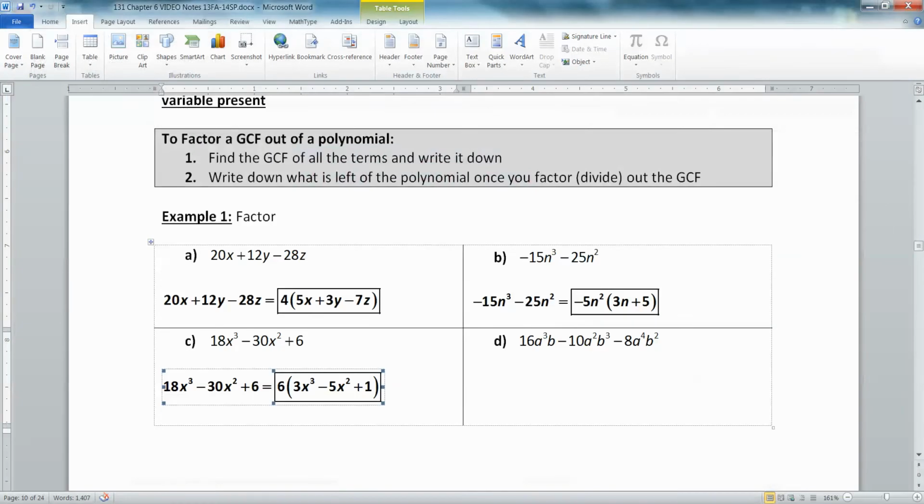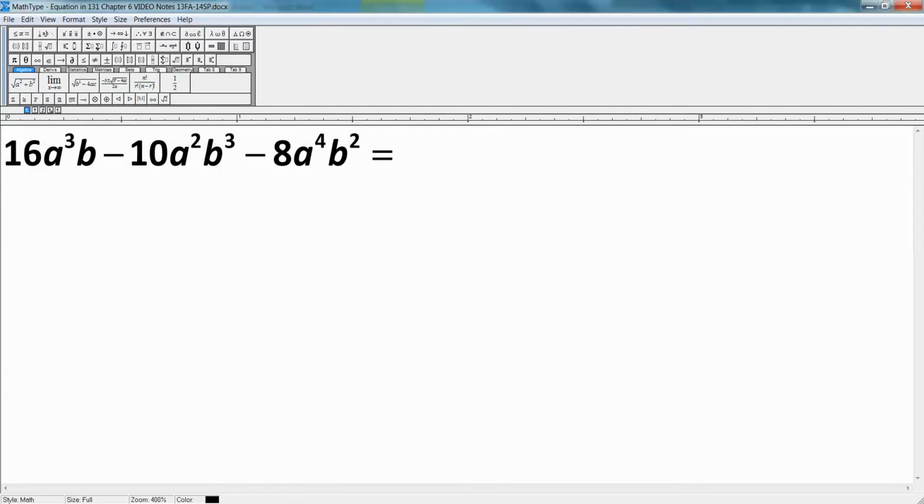Okay. Last but not least, let me type this. Hold on. There we go. I got it typed up. All right, so let's start with the numbers. A 16, a 10, and an 8. 16, 10, and 8 are all even, so 2.